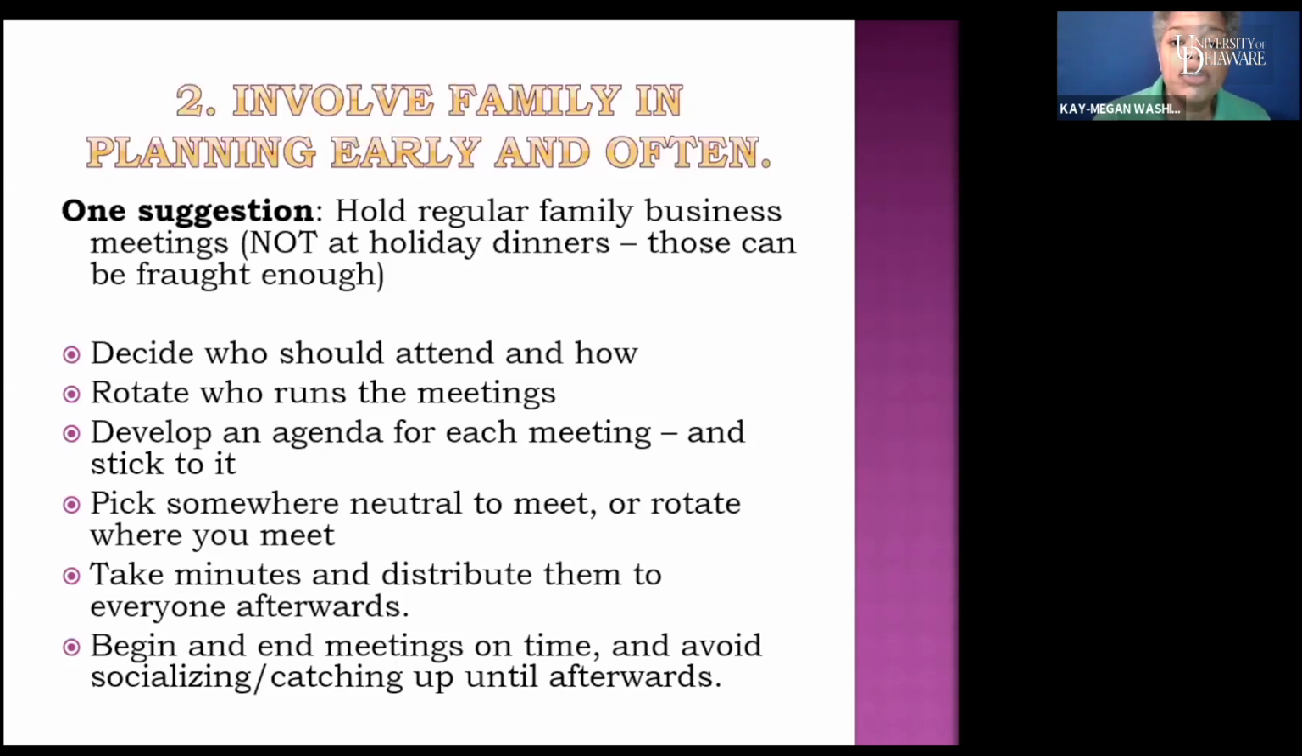So decide who should attend and how, whether they need to attend in person or whether they can attend remotely. We've gotten very comfortable attending remote meetings now with Zoom. Rotate who runs the meeting, develop an actual agenda. This is not a time to hang out and chit chat and talk about who's having a baby next. You can catch up and socialize after the meeting, but begin and end the meetings on time, and actually take notes and make sure that everybody has them afterwards so that everybody is on the same page as to what was discussed.